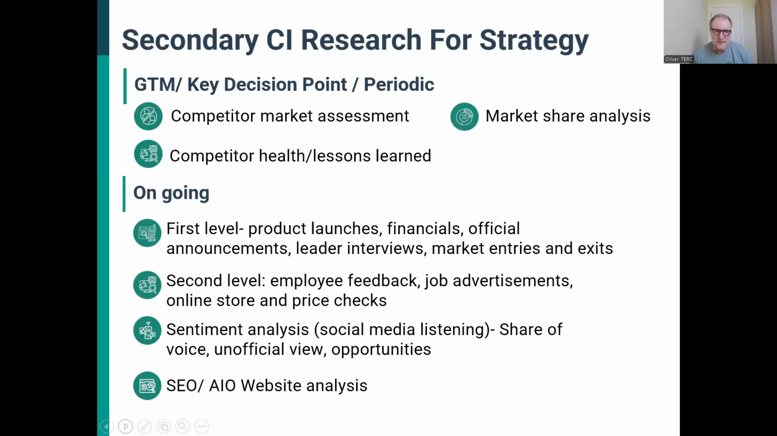And then there's SEO, AEO, AIO, AI optimization analysis of how well their websites are performing and what ranking they're at for different things, which can give you a temperature on the performance of your competitor. So all these things can be monitored ongoing, and a whole range of tools such as Clue and others can be used to do that. Or you can utilize a third party to do it as well.